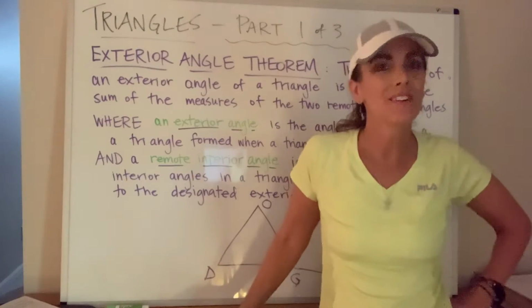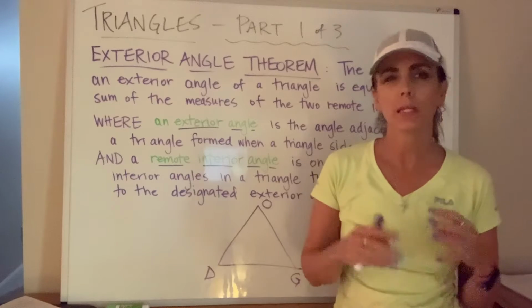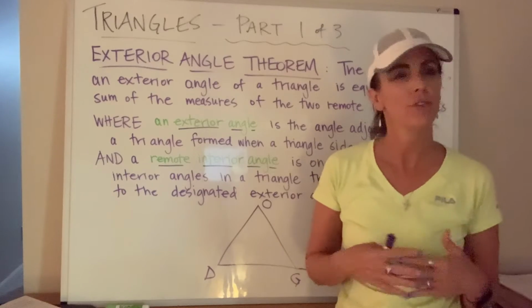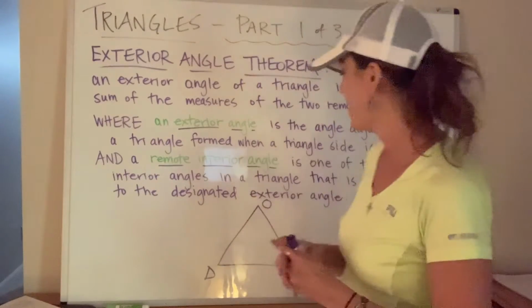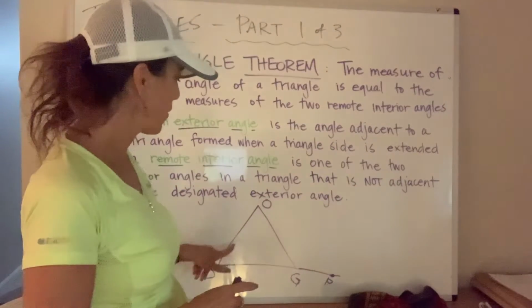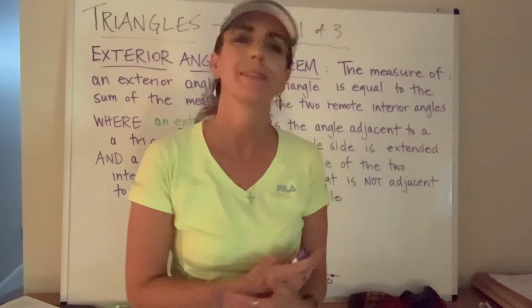Okay, in this video, we're going to focus on the exterior angle theorem. The exterior angle theorem is really a little bit like an extension of the triangle sum theorem. And remember, in the triangle sum theorem, we said that the measures of the three interior angles would always sum to be 180 degrees in any triangle.